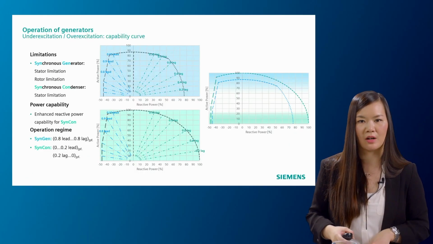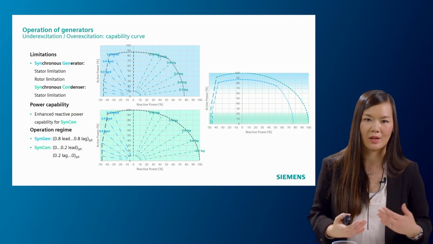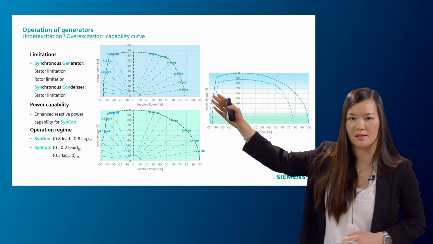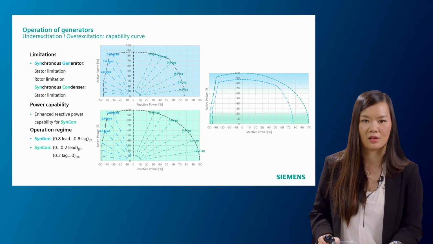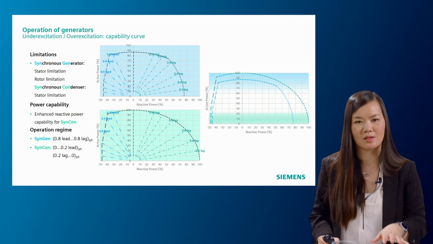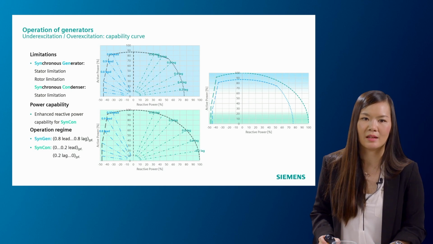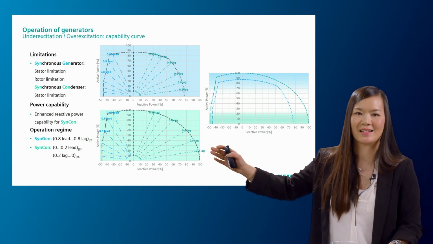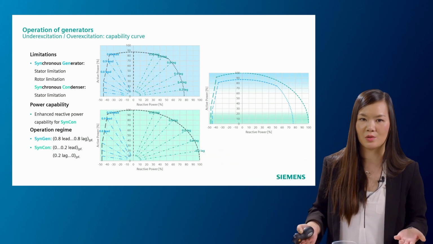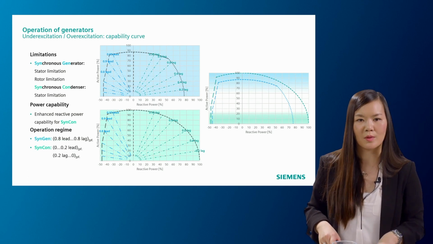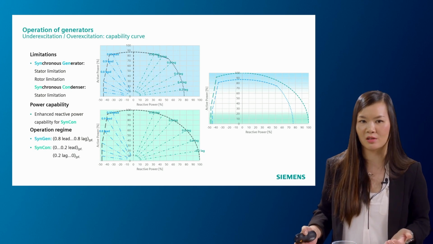Another point we have found out is a direct comparison of the capability curves. In the upper blue diagram is the capability curve of a synchronous generator, and in the lower diagram you can see the capability curve of the synchronous condenser. Both of them are in a similar power range. You can see that the synchronous condenser covers a higher range of reactive power, and that's what the machine is used for, because on one hand we want to provide short circuit power to the grid, but on the other hand we want to regulate the power factor in the grid.